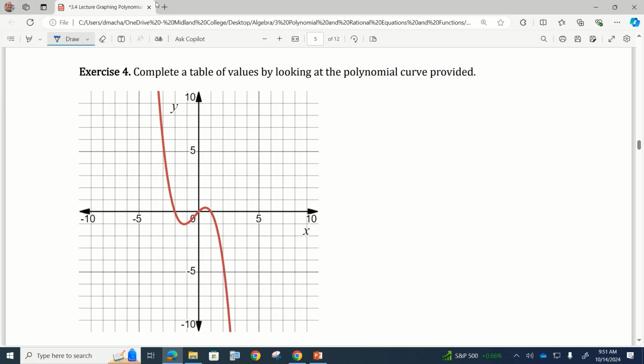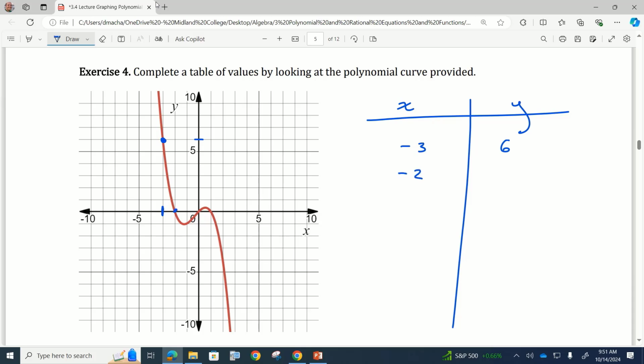This exercise says complete a table of values by looking at the polynomial curve. And that means make a table of x and y values. As I come in from the left, I notice x equals negative 4. Well, I don't know what that y value is because it goes off the scale, but x equals negative 3 looks like it corresponds to this point, and y is 6.